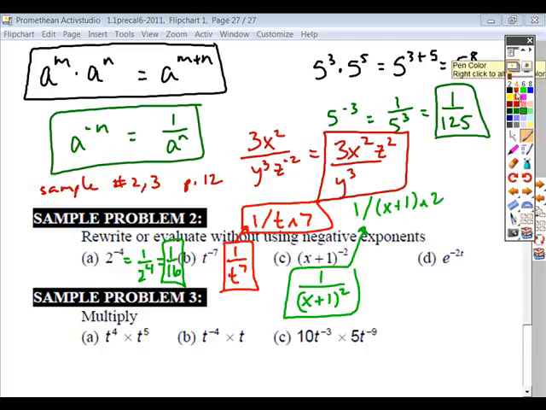Okay, the final example here, our base is e. It's an irrational number, but it still fits this pattern. We move our base to the denominator, change the sign of our power. So you get 1 divided by e to the 2t would be your simplified expression.